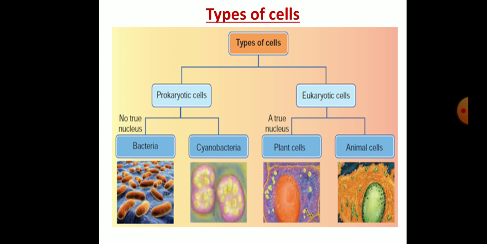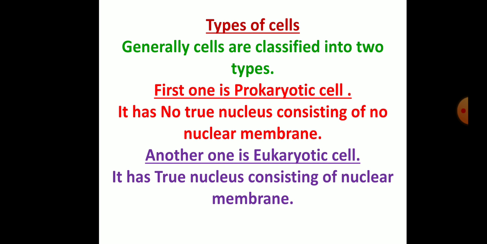Types of cells: prokaryotic cells and eukaryotic cells. Under prokaryotic cells, it has bacteria and cyanobacteria. Under eukaryotic cells, it has plant cells and animal cells. Generally, cells are classified into two types. First one is prokaryotic cell. It has no true nucleus, consisting of no nuclear membrane. Another one is eukaryotic cell. It has a true nucleus consisting of nuclear membrane.